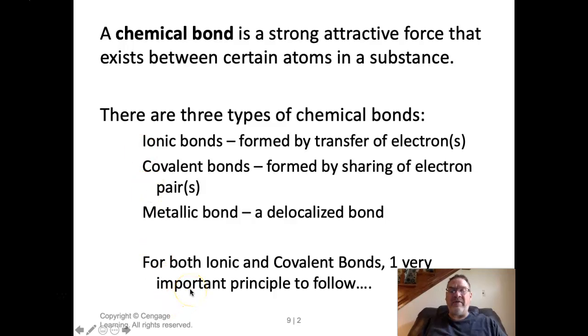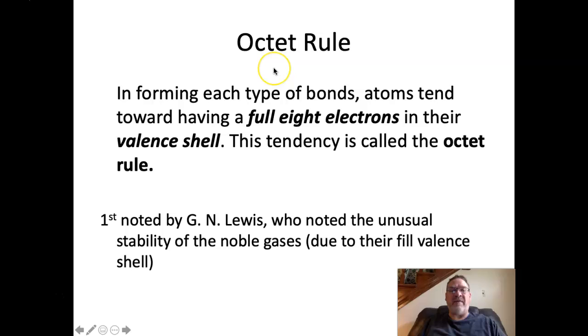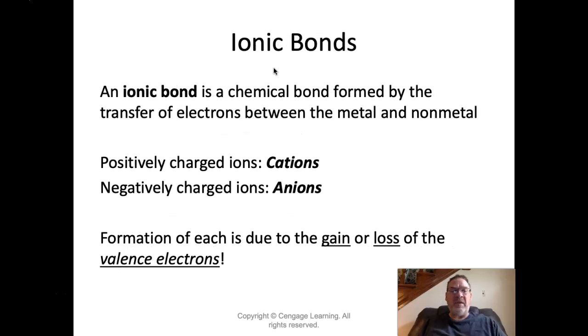But again, throughout this, we focus on one aspect, and that's the octet rule. 8 is the magic number. And what that has to do, and you can see the statement there, the atoms, whether it's through a transfer of electrons, through a sharing of electrons, each atom wants 8 total for this. Okay, a couple things. We're going to go through this quickly.